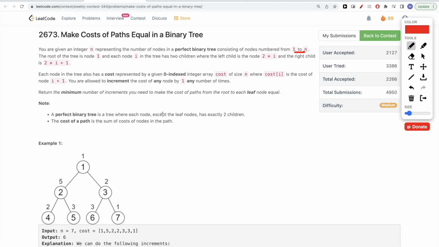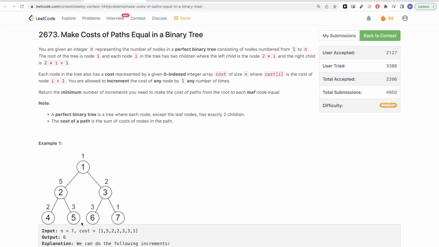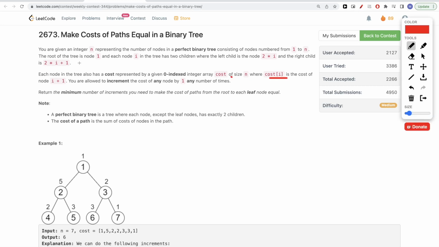We don't get the binary tree itself, but we do get the structure where basically the node has an index. So for example, i, and then the children would be 2 multiplied by i, and then 2 multiplied by i plus 1. Each node has a cost that we get here as an input. So this array costs of size n, where basically cost[i] is the cost of the node at i plus 1. So just some small challenge here where it's 0 indexed and the nodes are numbered from 1, so we just have to be careful there.